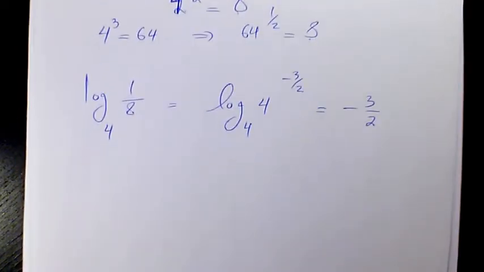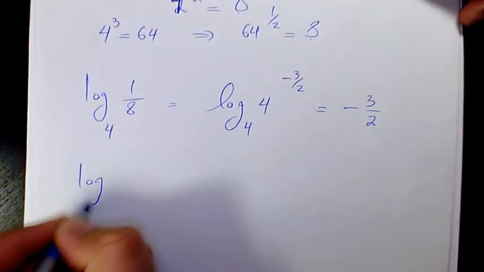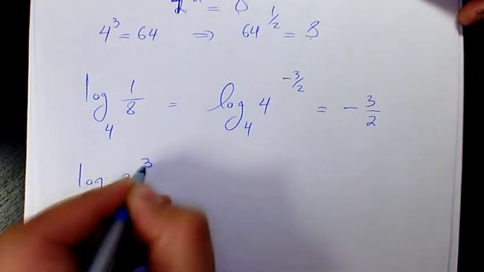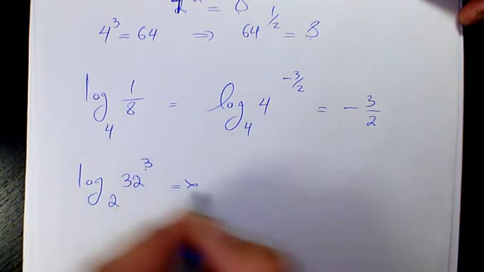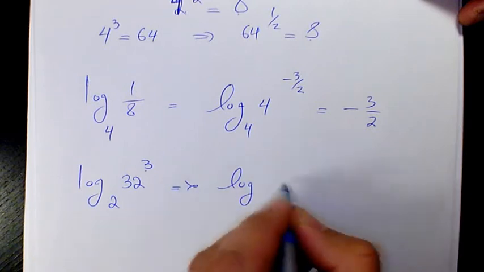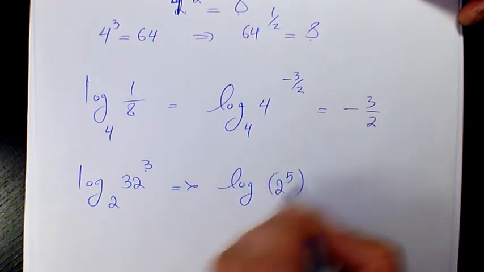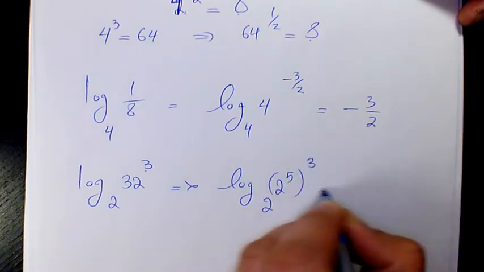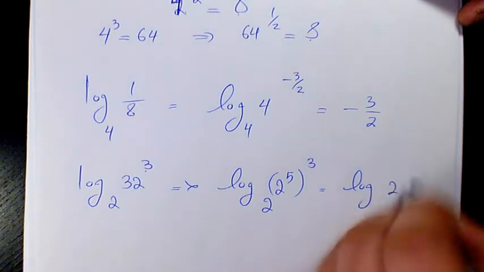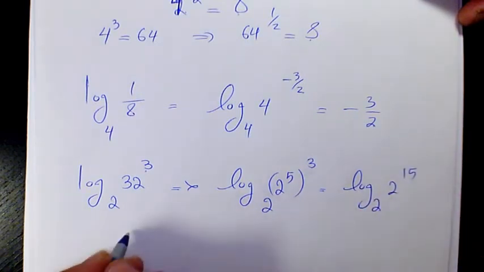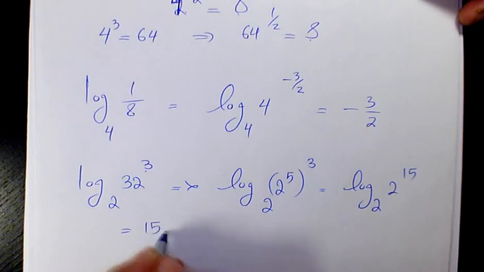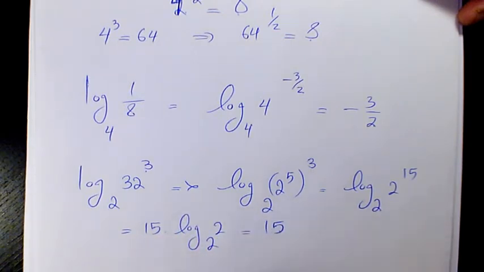Next example is going to be log 32 to the power of 3 base 2. You're going to write it as log 32, as 2 to the power of 5 to the power of 3, which is going to be log 2 to the power of 15 base 2. It's going to be 15 times log 2 base 2, which is going to be 15.